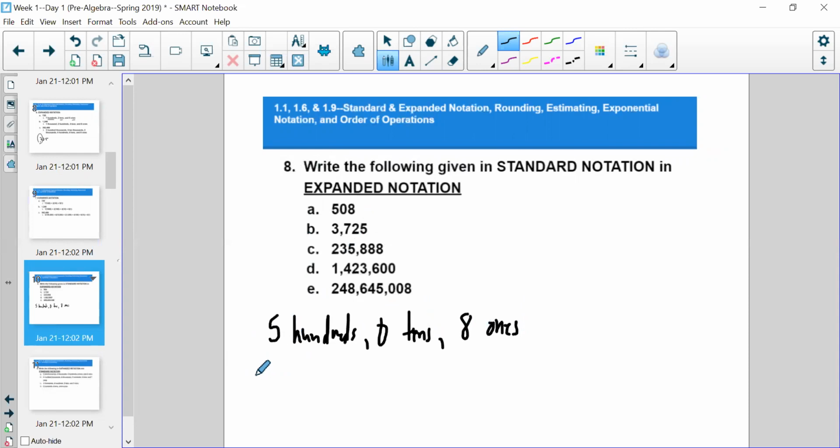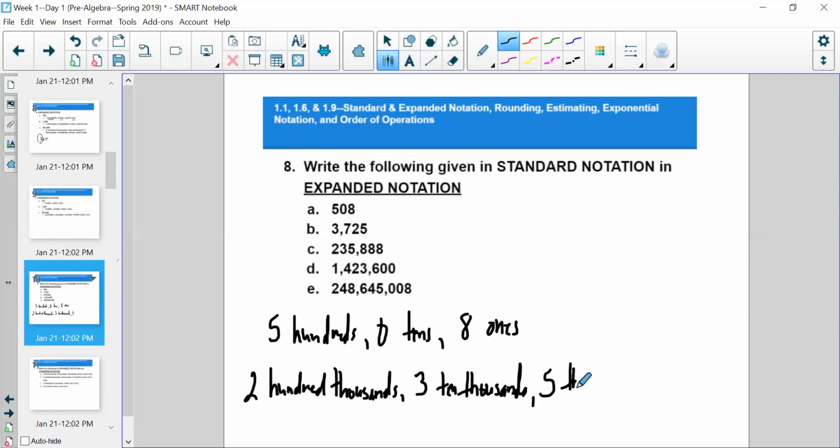Let's look at C. We would say 200,000s, 3 10,000s, 5,000s, 8 hundreds, 8 tens, 8 ones.